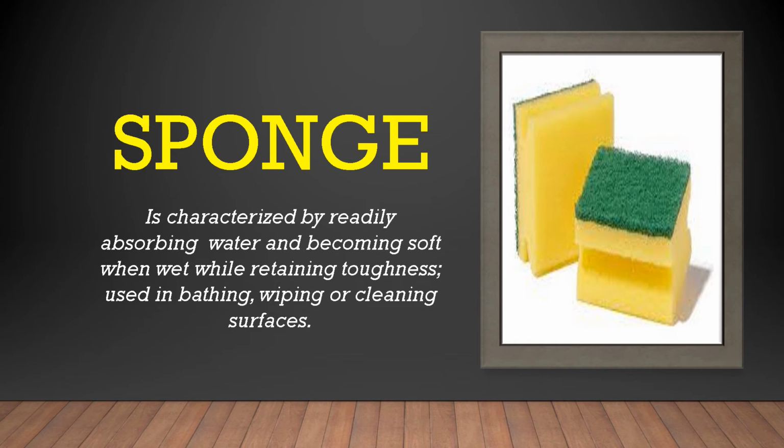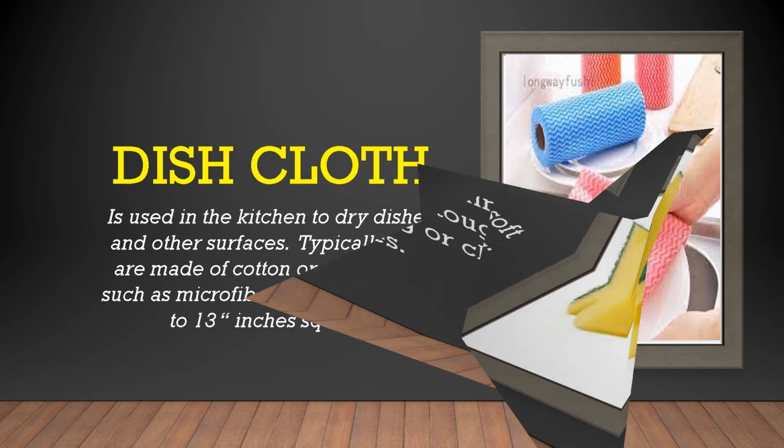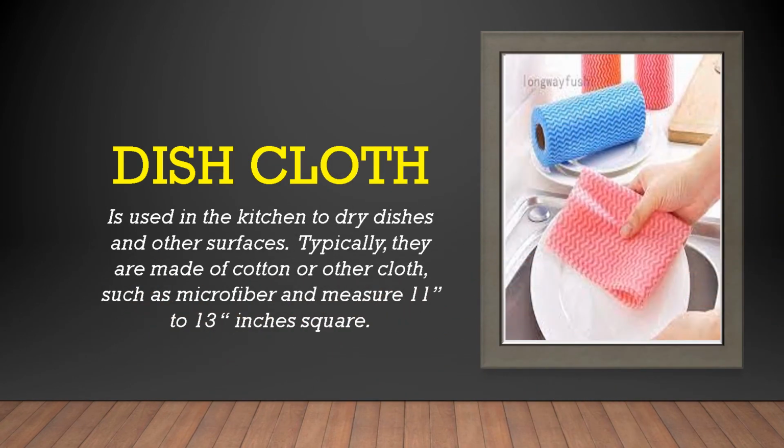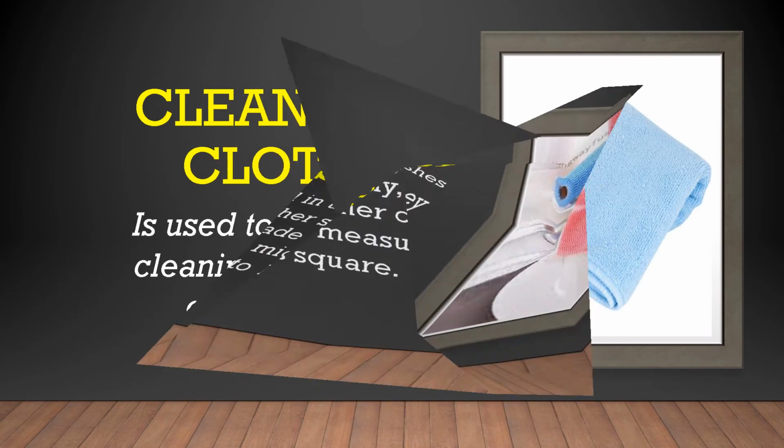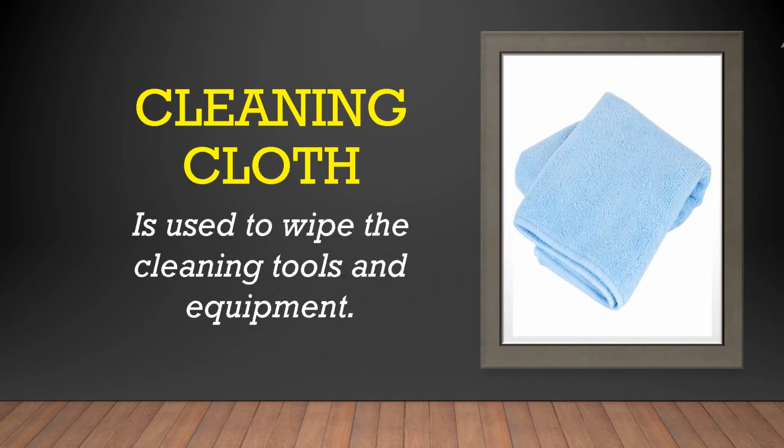Next is the dishcloth. It is used in the kitchen to dry dishes and other surfaces. Typically, they are made of cotton and other cloth, such as microfiber, and measure 11 inches to 13 inches square. Next is the cleaning cloth. It is used to wipe the cleaning tools and equipment. Sometimes it is also used to dry the plates, glass, and other utensils.